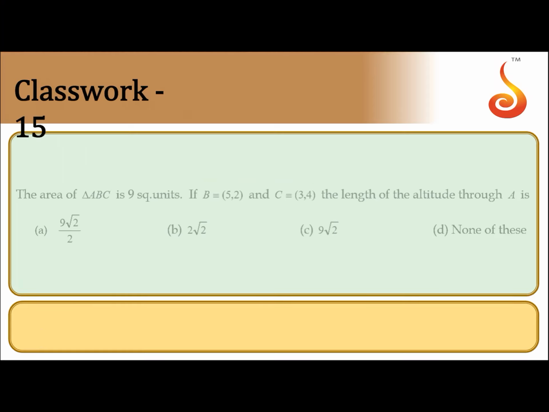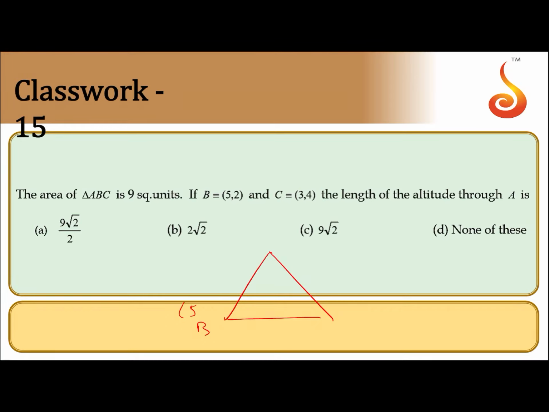15th one. Let's see, the area of the triangle is equal to 9, and B is given to you, C is given to you, then find the length of the altitude through the point A. So let me take up here. B point is (5, 2), C is (3, 4), and the altitude through that is equal to h. The area of the triangle is 9, given to you. You are asked to calculate h.